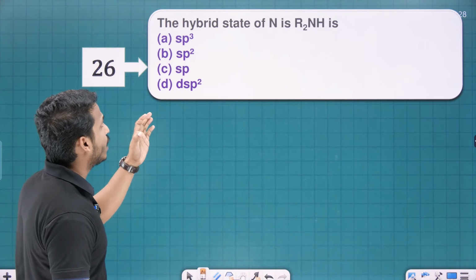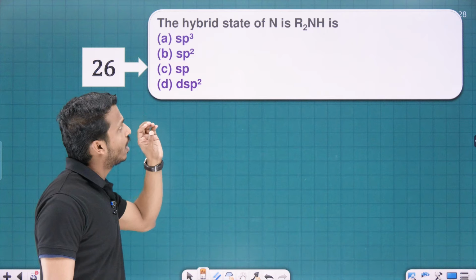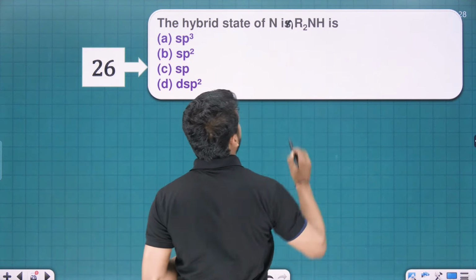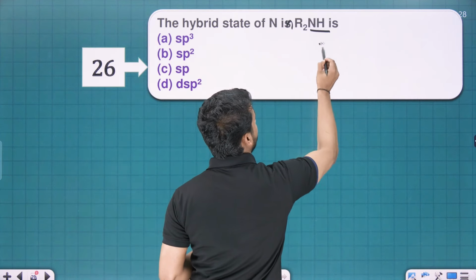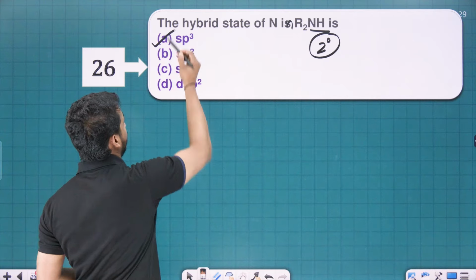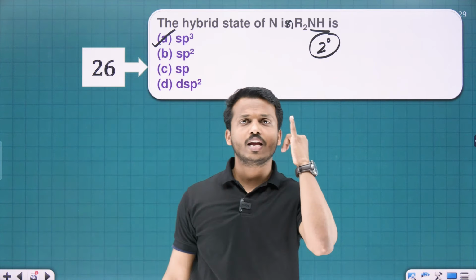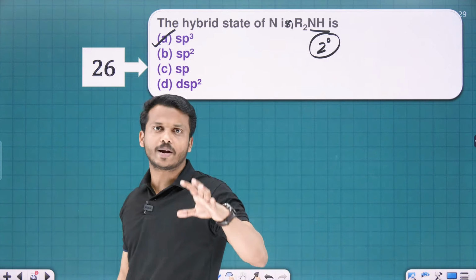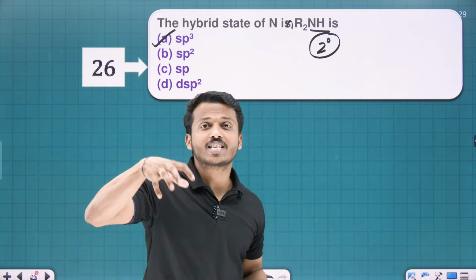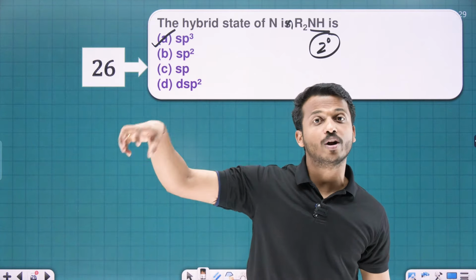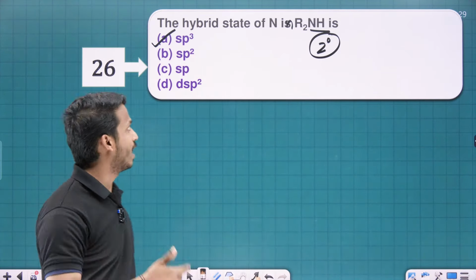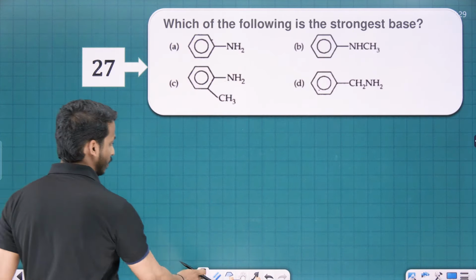Question. The same question we already discussed in part 1. The hybrid state of nitrogen in R2NH. What does R2NH mean? Secondary amine. We discussed this question before, that is sp3. If they ask questions based on the hybridization of amines, basically it will be sp3 because amines are derived from ammonia. Ammonia is sp3 hybridized. Therefore, we already discussed in part 1, the hybridization of amine is sp3.